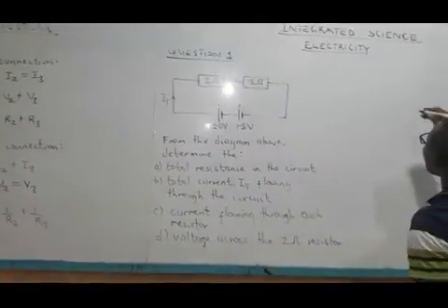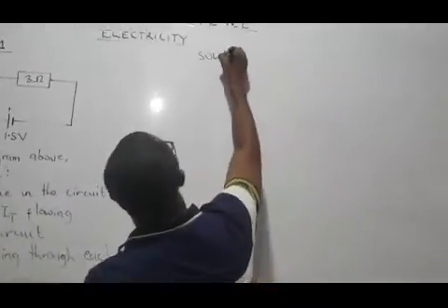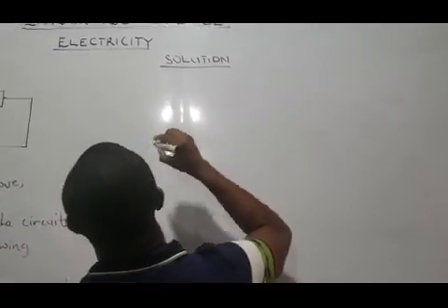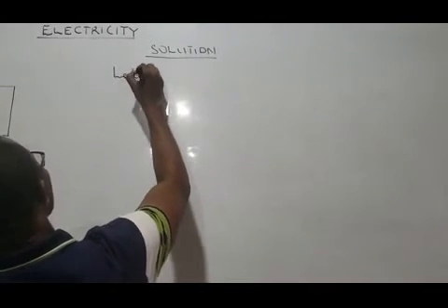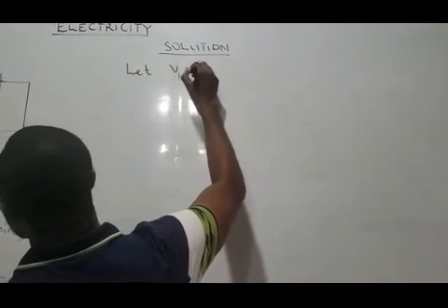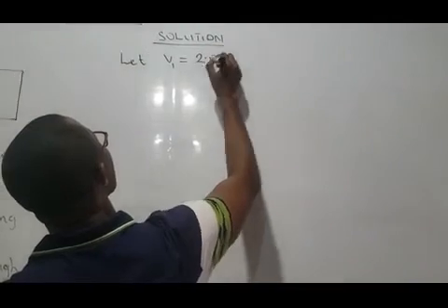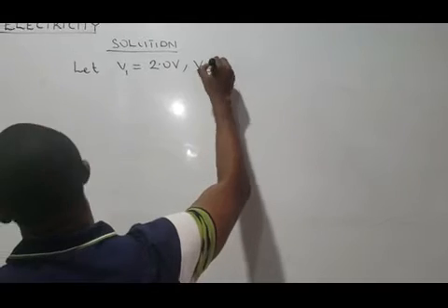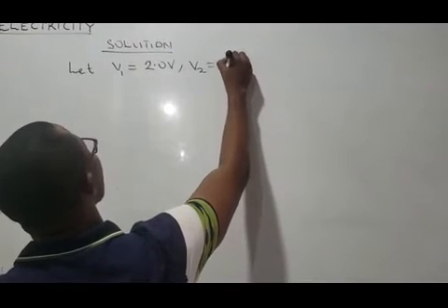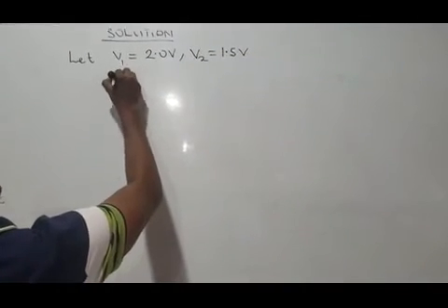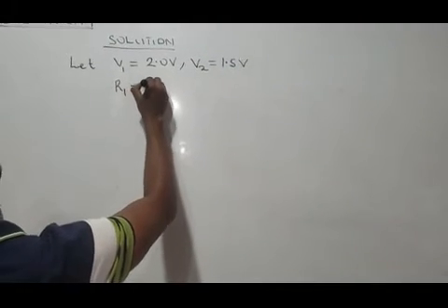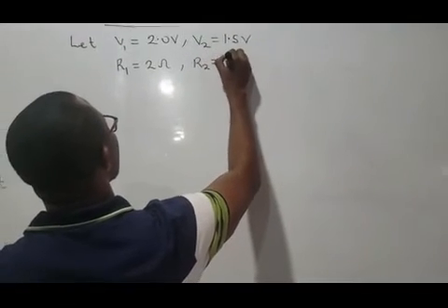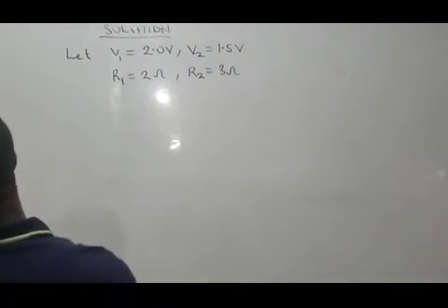The solution. Let V1 equal 2.0 volts and V2 equal 1.5 volts. In terms of the resistance, let R1 equal 2 ohms and R2 equal 3 ohms.